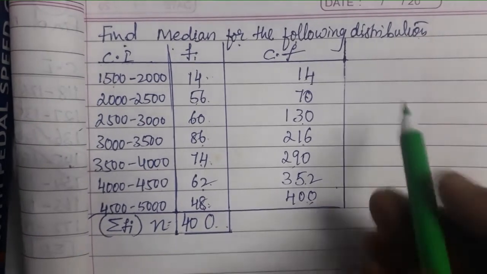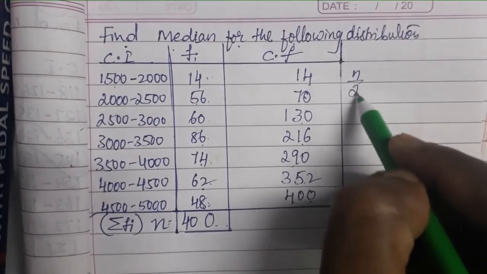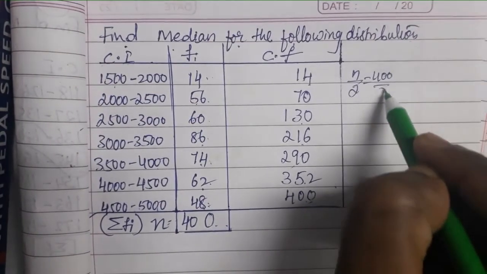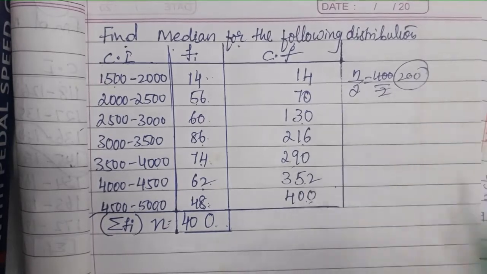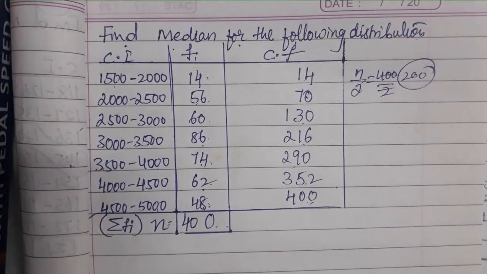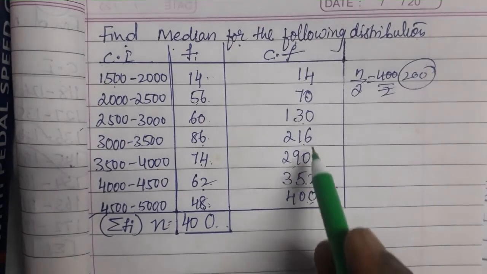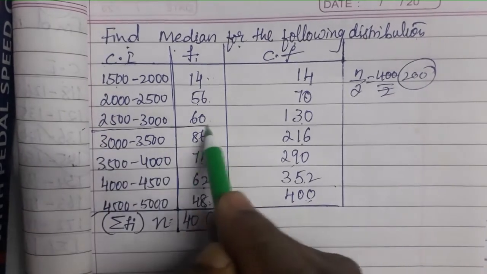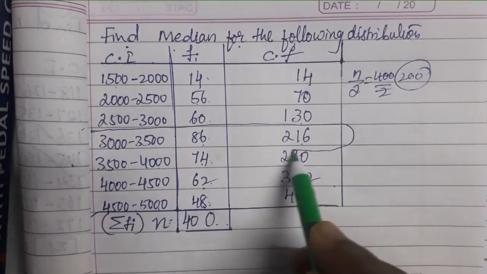Next, as usual, from where should you start? From n by 2 you should start. What is n? 400 by 2. So you are getting 200. Where is 200? 200 is not present. But the immediate next number is 216. So everything we have to collect from this row.